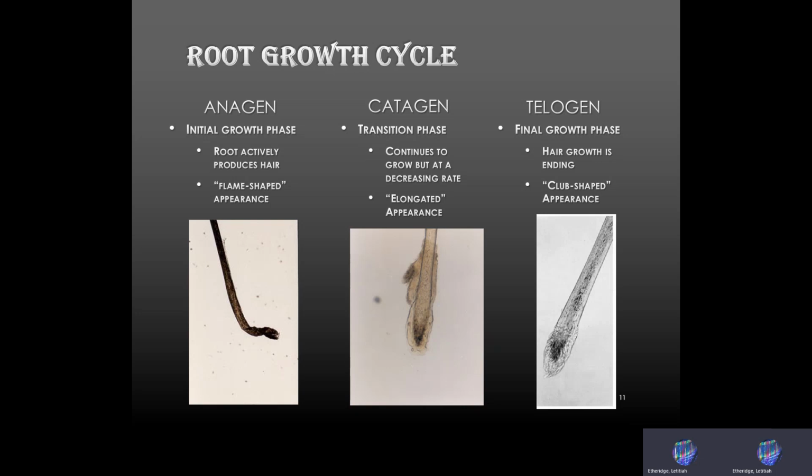And then if you take a look at the last one, which is telogen, this is going to be the final growth phase. This is where your hair growth is ending. So almost like a hair is about to fall out. It would have this club-shaped appearance.